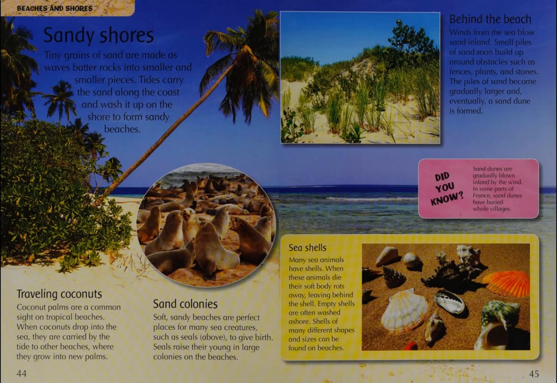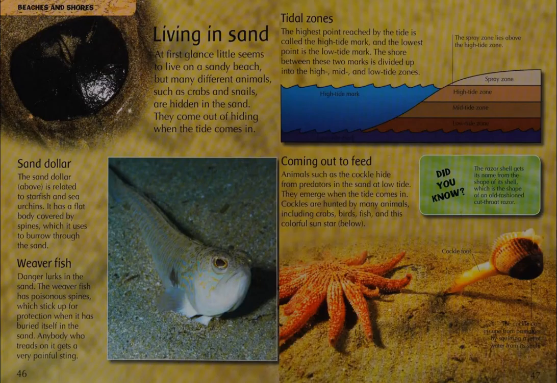Sea shells. Many sea animals have shells. When these animals die, their soft body rots away, leaving behind the shell. Empty shells are often washed ashore. Shells of many different shapes and sizes can be found on beaches. Living in sand. At first glance, little seems to live on a sandy beach, but many different animals, such as crabs and snails, are hidden in the sand. They come out of hiding when the tide comes in.